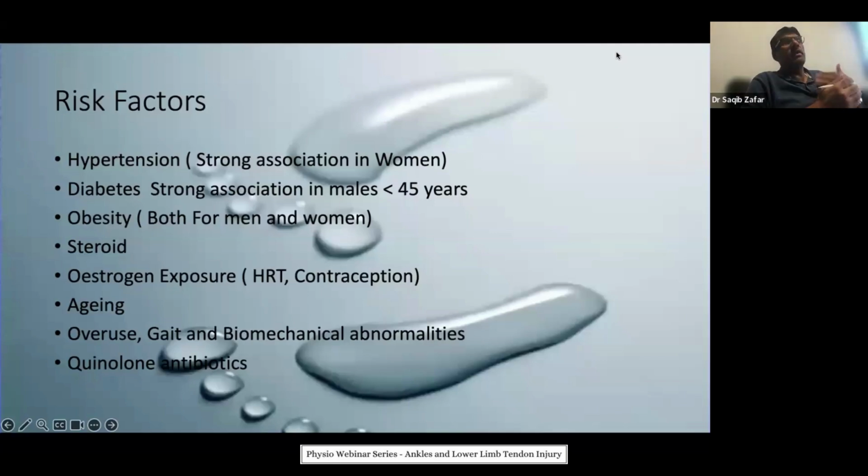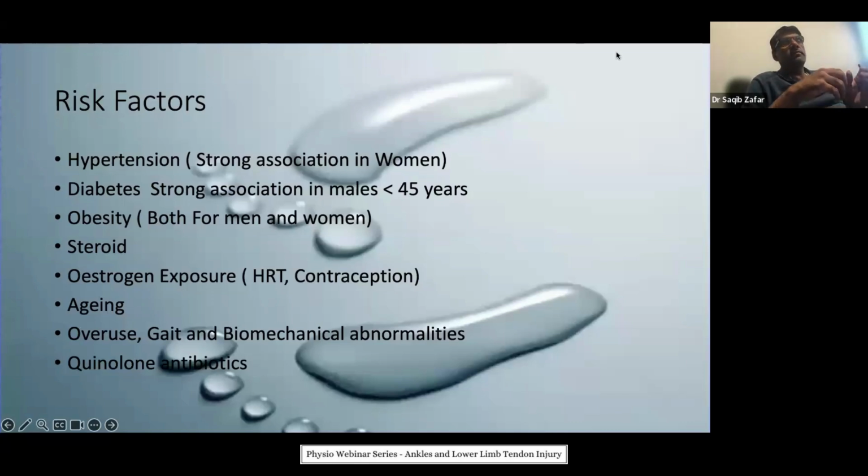Steroid therapy, again, prolonged steroid therapy can cause a reduction in the cell count of the tendons and can make the tendons weaker, and they can predispose to tendinopathy. Estrogen exposure. So again, in women, people on contraception and HRT, too much estrogen exposure has got a negative impact on tendon health, and that can lead to these changes of tendinopathy and pain and plantar fasciitis.